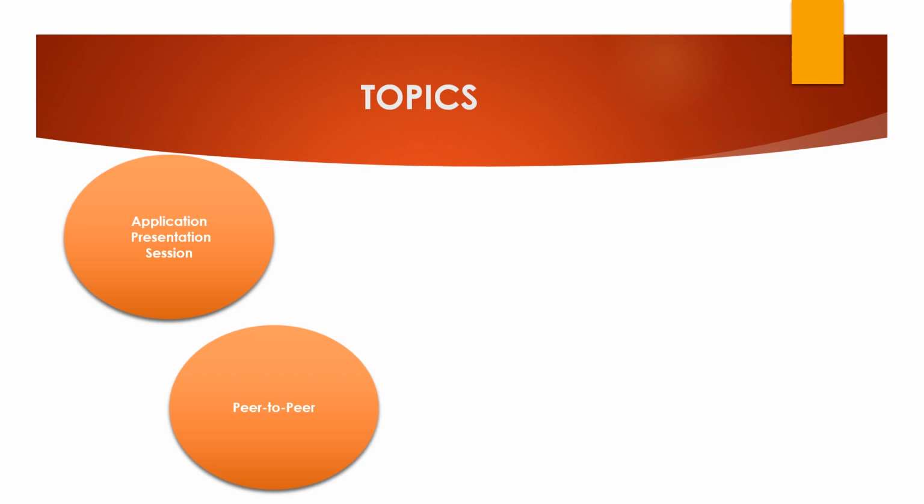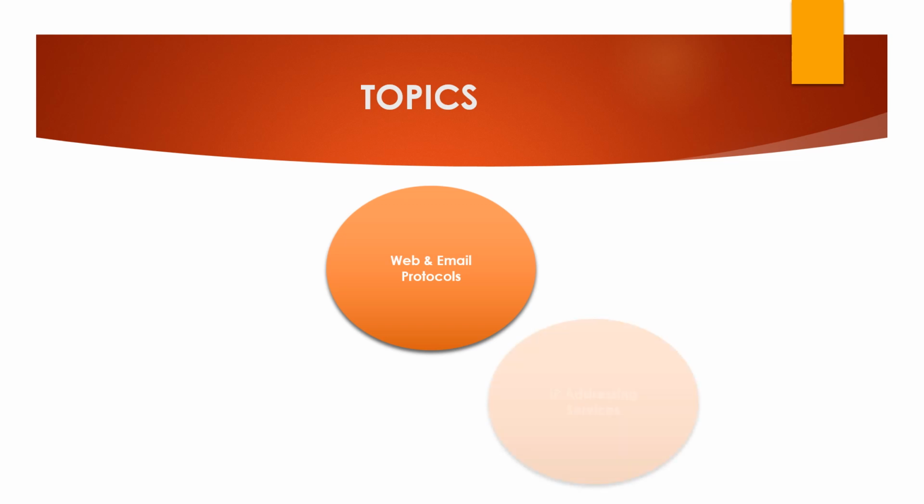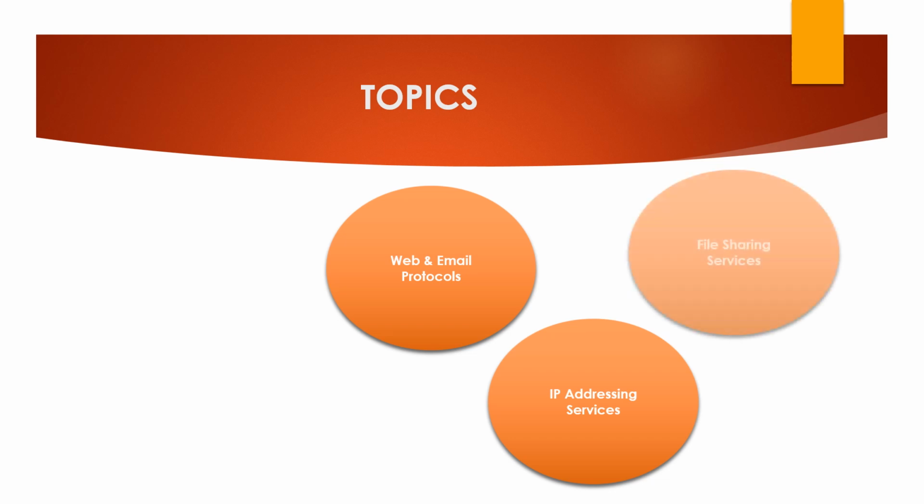We saw the application, presentation, and session layers, where we explained how the functions of the application layer, presentation layer, and session layer work together to provide network services to end-user applications. We even explained how end-user applications operate in a peer-to-peer network. And now we will explain how web and email protocols operate. We will explain how DNS and DHCP operate, and lastly, how the file transfer protocol operates.